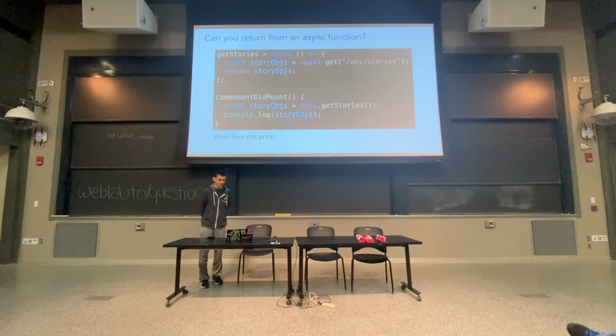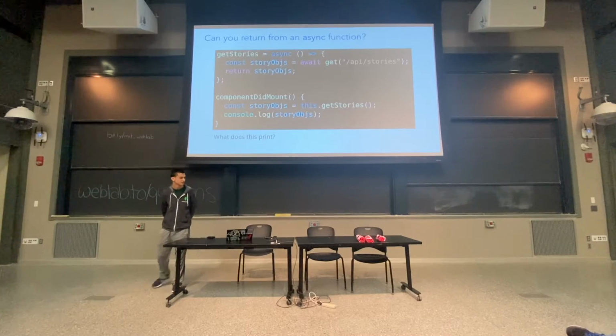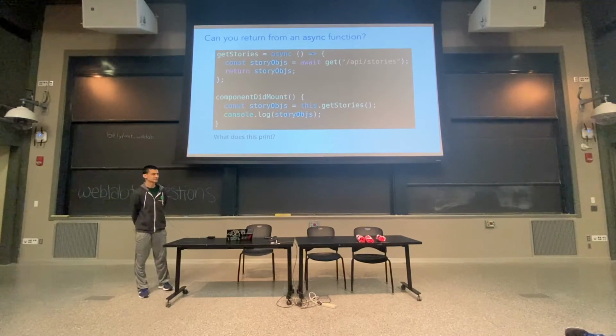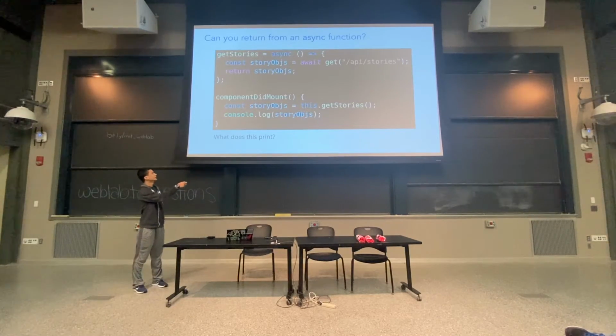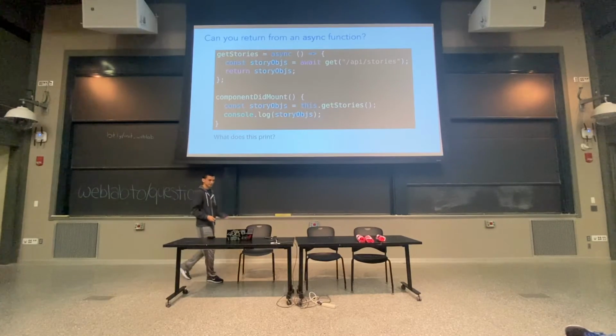Now, let's think about something interesting. Can you return a value from an async function? So let's say I have a get stories function, it's an async. It waits for the response from the server and then returns it. Can I do this? Will this print anything? Will this work? What would it actually print out?